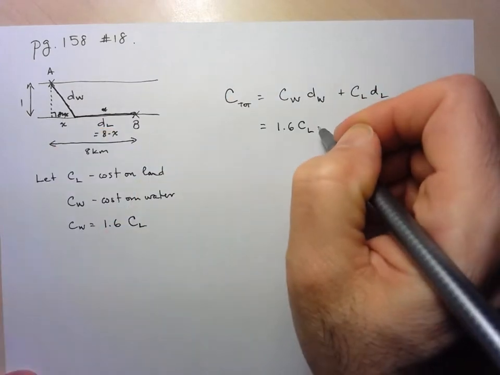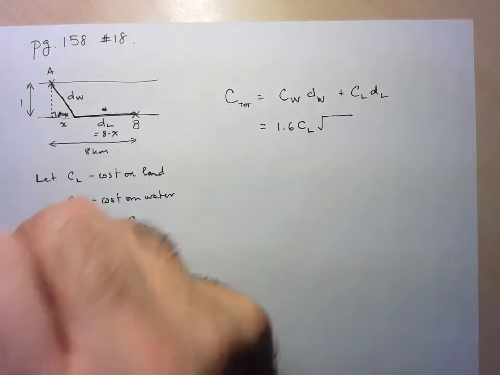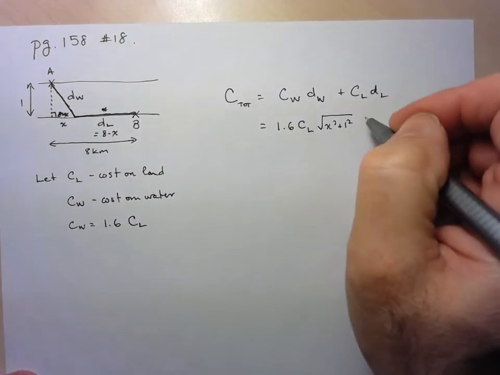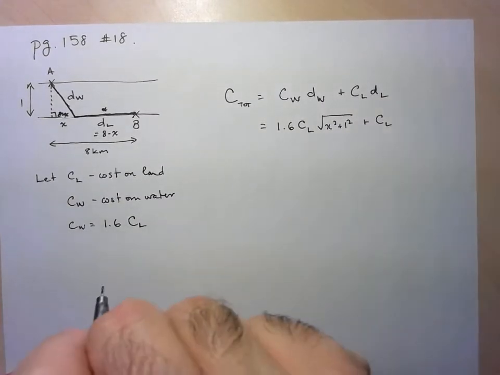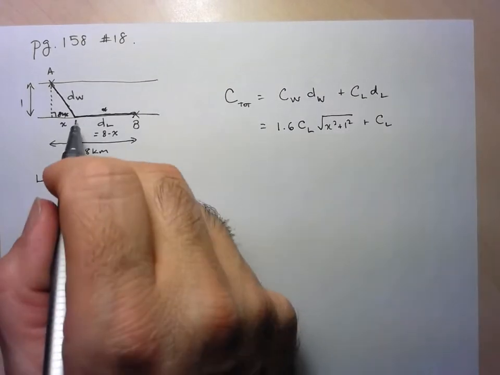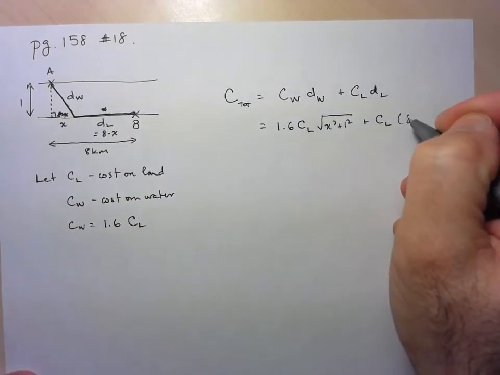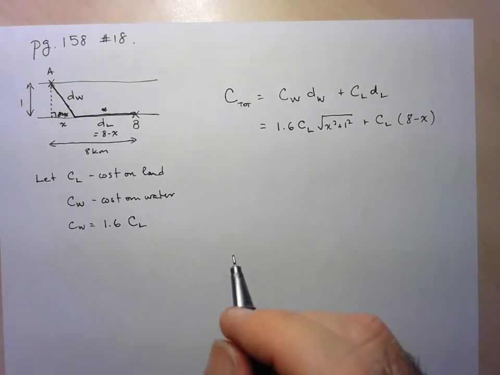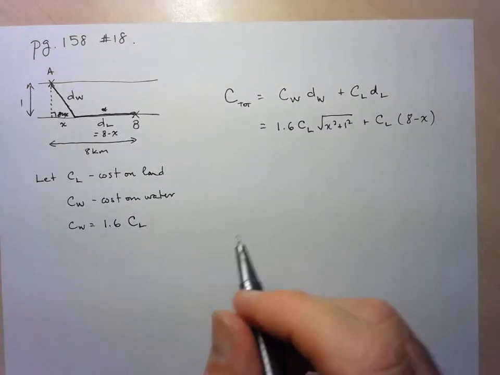Okay, it's just going to be the square root, because it's the hypotenuse of the triangle, of x squared plus 1 squared. Okay, and then here I've got CL, the cost on land, and the distance on land can be expressed by 8 minus x. Okay, so what's nice is that I've got an equation in terms of x.